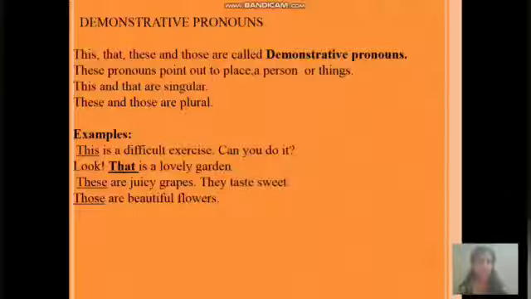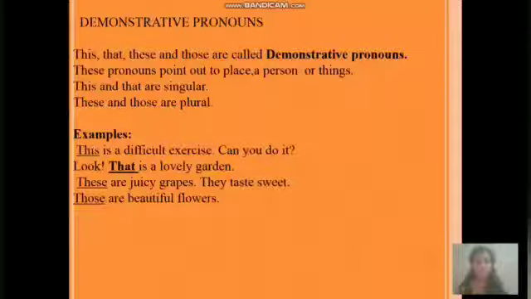Look at the example sentences, children. This is a difficult exercise. So this is the demonstrative pronoun which points out the noun exercise. That is a lovely garden. So that is the demonstrative pronoun which points out the noun garden. Now these are juicy grapes. So these is the demonstrative pronoun which points out the noun grapes. Those is again a demonstrative pronoun which points out the noun flowers.